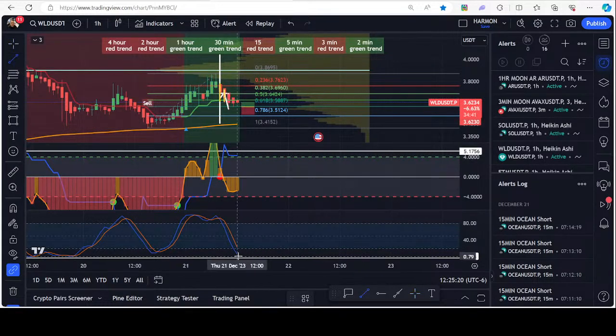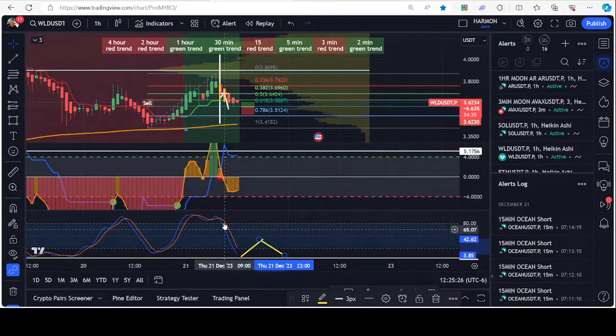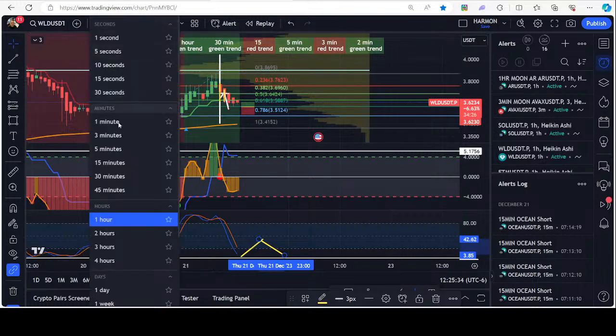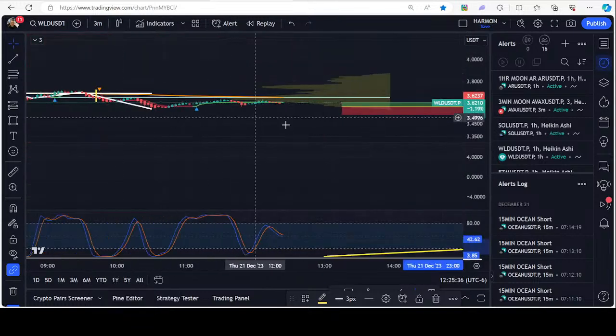So I would expect Wild here to come up a little bit and then give me something to actually take advantage of, because the 1 hour's already played its move, right? So you're kind of on the slow end of the trade, right? So that's kind of where the issue is, and I just got popped out anyway.